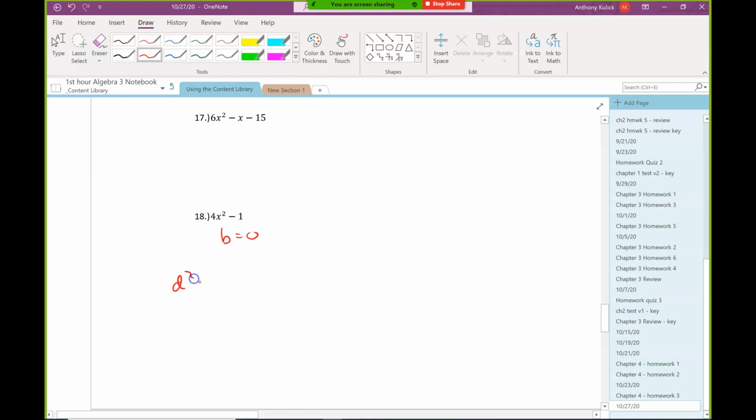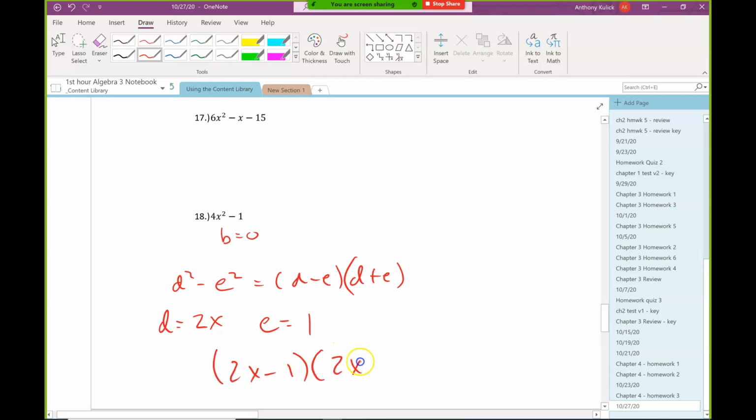So what I'm going to check for is, can 4x squared minus 1 be thought of as something squared minus something else squared? Well, 4x squared is 2x times 2x, right? And 1 is 1 times 1. So yes, this can be written as something squared minus something squared. And so just like before, I can write it as 2x minus 1 times 2x plus 1. And we're done.